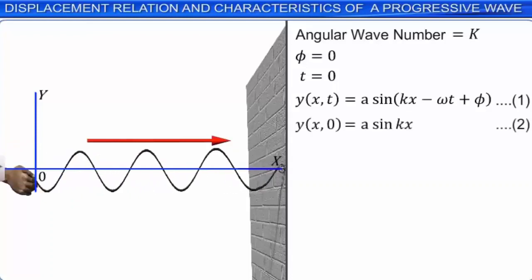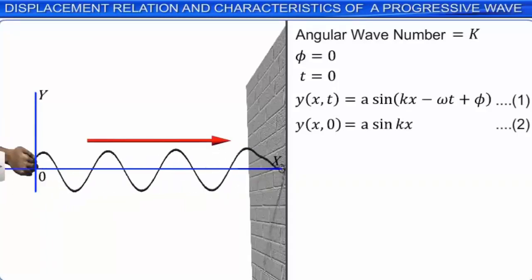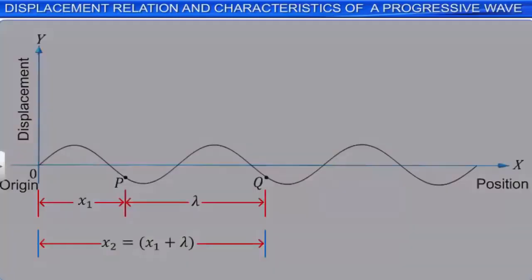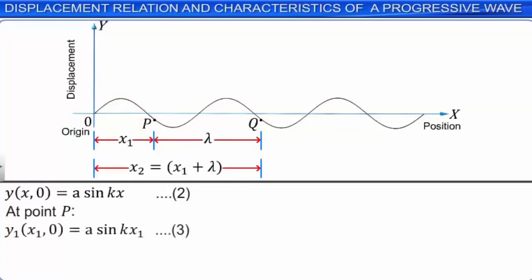Let us mark 2 points P and Q which are at the same phase on the wave. Point P is at a distance x1 from the origin, and Q is at a distance x2 from the origin. When equation 2 is applied at points P and Q, at point P, we get y1 of x1, 0 is equal to A sine k into x1. Let this be equation 3. And at Q, we get y2 of x2, 0 is equal to A sine k into x2. Let this be equation 4, where y1 is the displacement at P on the y-axis, and y2 is the displacement at Q on the y-axis.